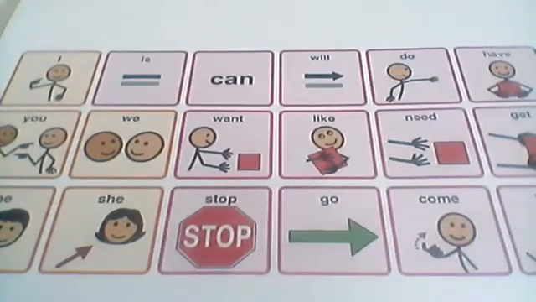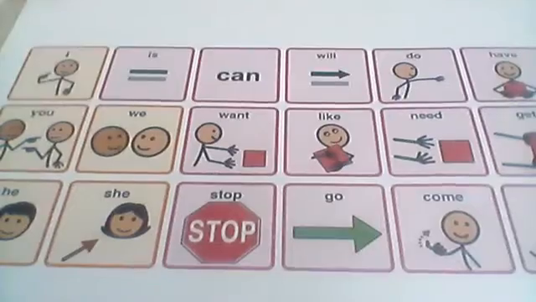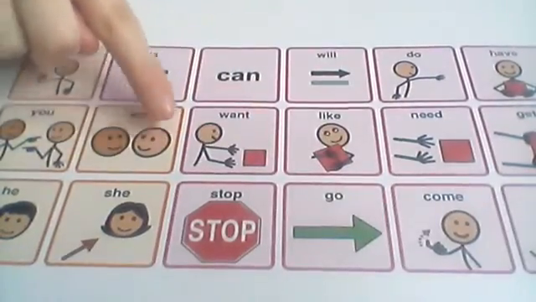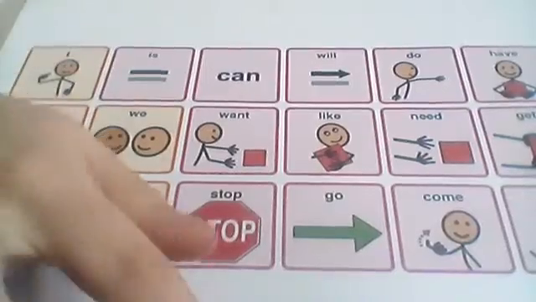This is an example of a word and symbol board. A child can have this paper, or it would be a board, on them, and they can point to the pictures and the words to form sentences to communicate.